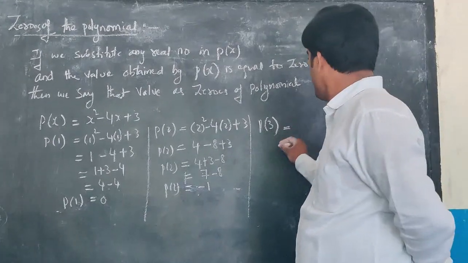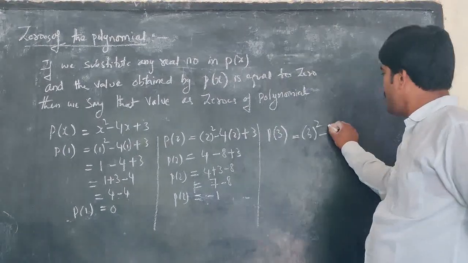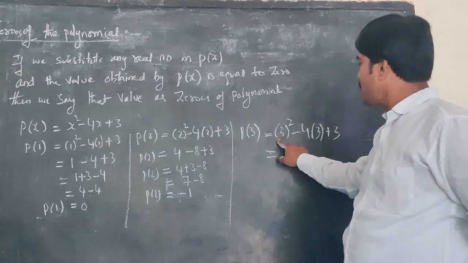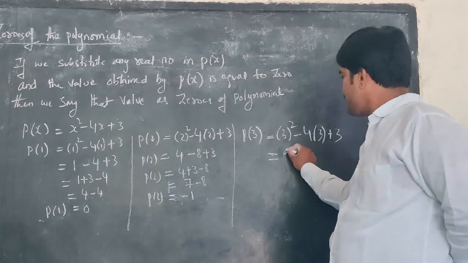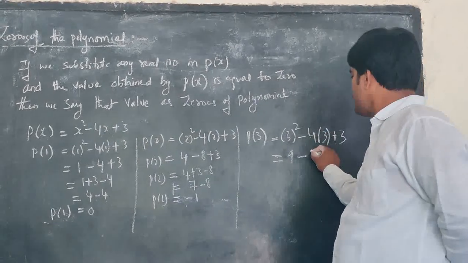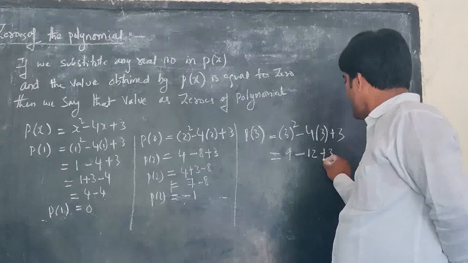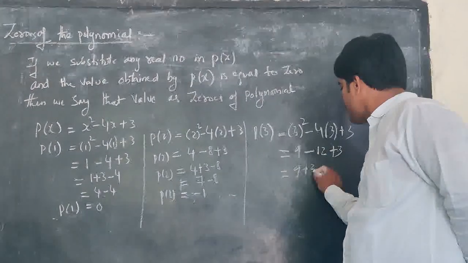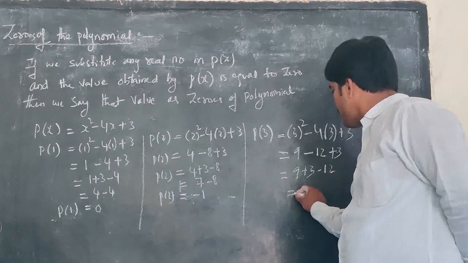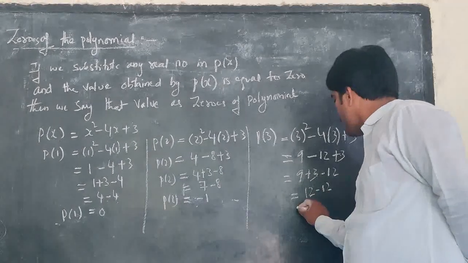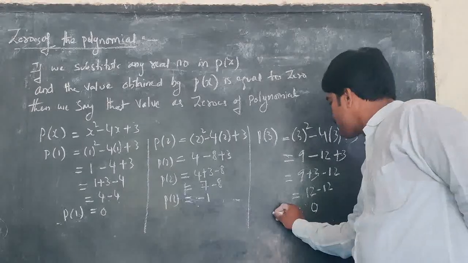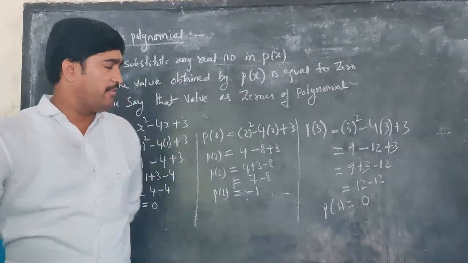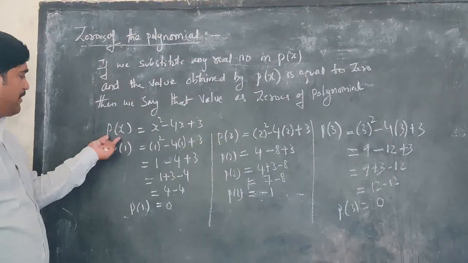Similarly, if I substitute P of 3, now check out this one. Nothing but 3 square minus 4 into 3 plus 3. Now what is 3 square? Nothing but 3 threes are 9, minus 4 threes are 12, plus 3. Now write the positive numbers together: 9 plus 3 is 12, minus 12. Now what is 12 minus 12? 0.